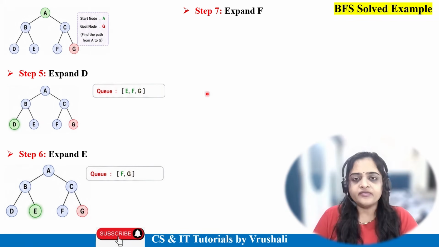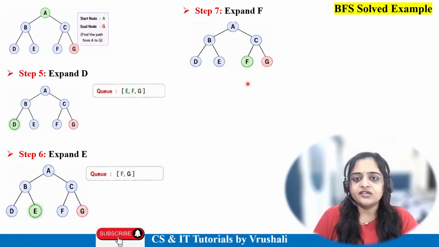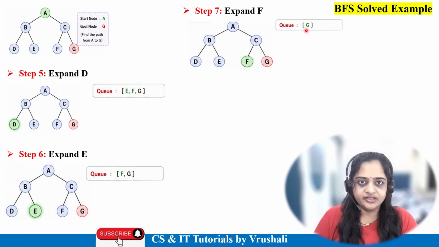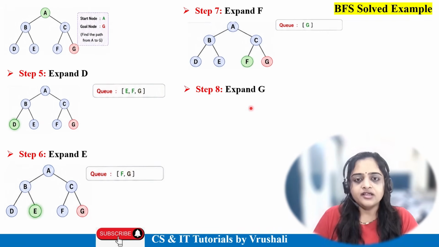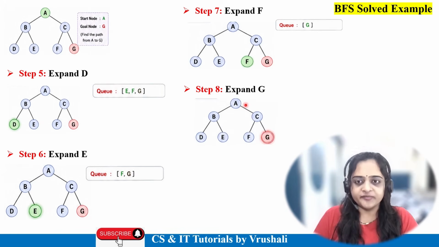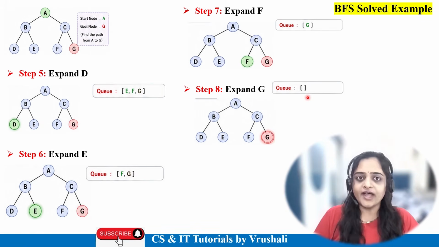The next one is F, expand F. Again there are no exploring nodes, so remove F from the queue, and now there will be only G. Now step 8, expand G. So basically this is your goal state, right? Now your queue becomes empty. Always remember, in your final state, your queue becomes empty, right?